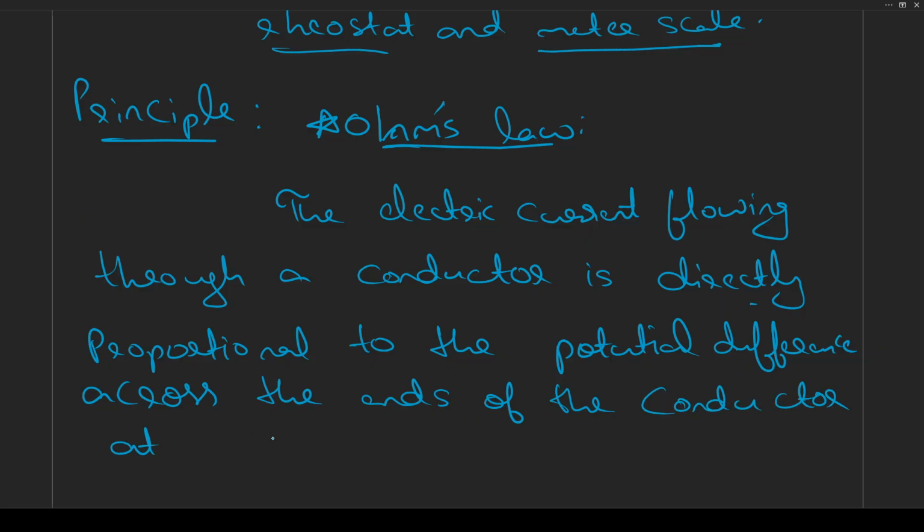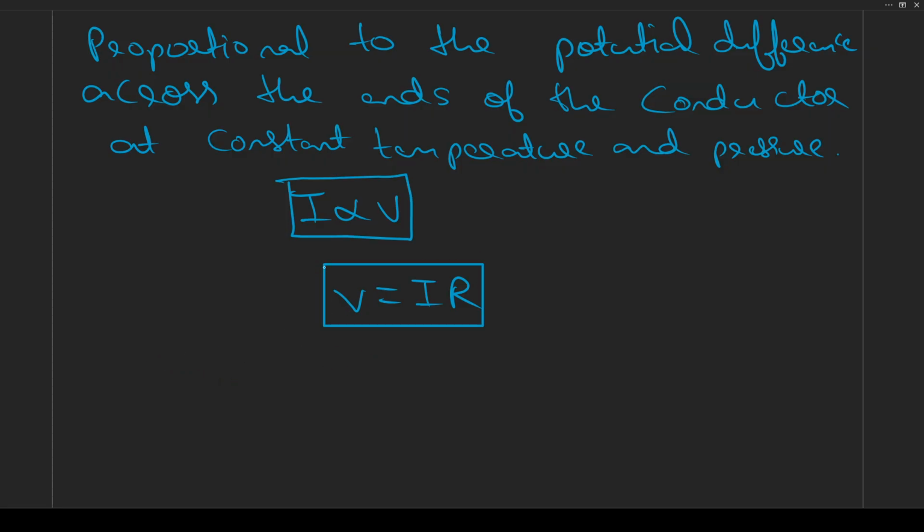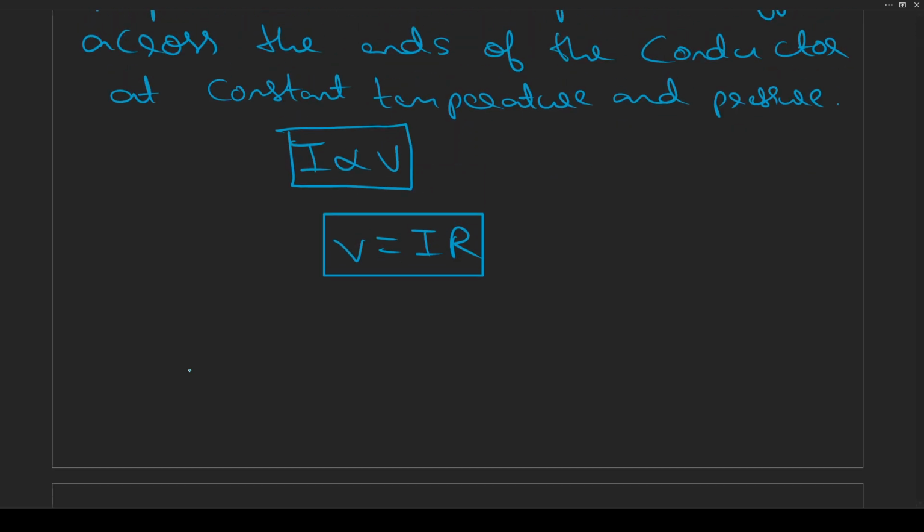at constant temperature and pressure. This is the principle, very simple, already known. I is directly proportional to V, and V is equal to IR. This is the main formula of Ohm's law. It is good to remember this, and it's almost hard to forget this.